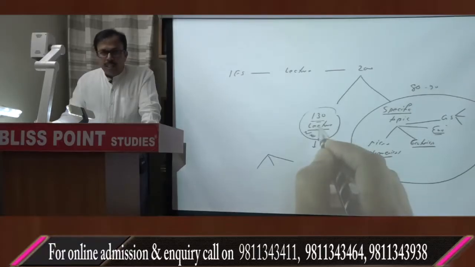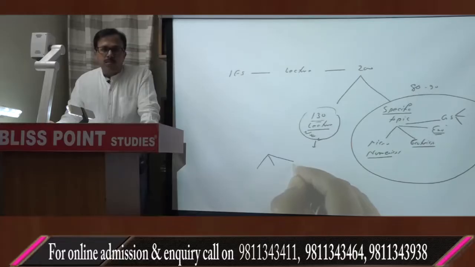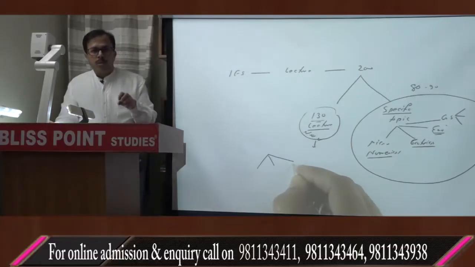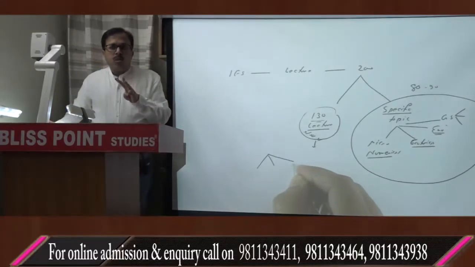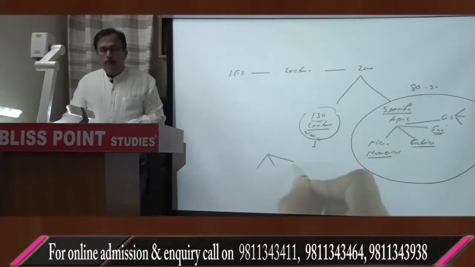One, this 130 lecture; second, a specific topic; and third, the test series. So once you open My Courses, your course will be showing three things: this 130 lecture will be one, a specific topic will be second, and test series will be the third. Clear?